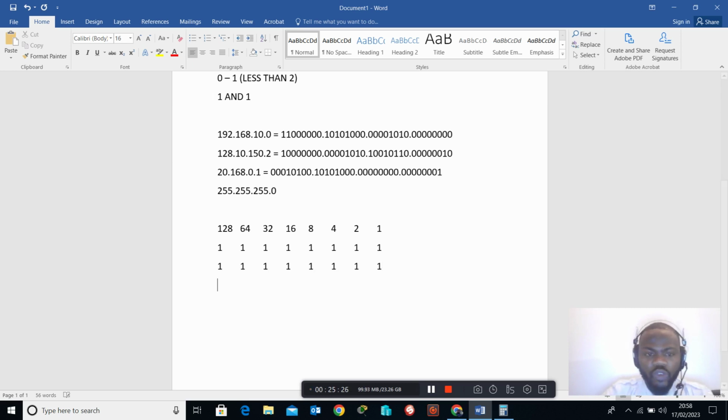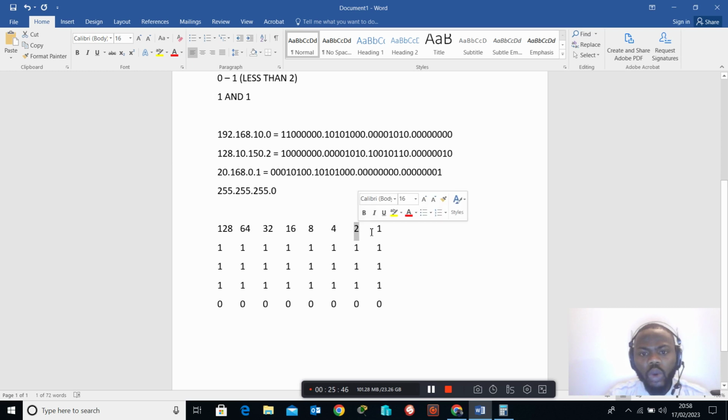And for the third, 255 is also 1 1. And the last one is 0, isn't it? So we have 0 0 0 0. How do I know? If you had 128 plus 64 plus 32 plus 16 plus 8 plus 4 plus 2 plus 1, that's going to give you 255. That's it. So if you add all this together, it equals 255, and that's why we have 1 under all of them. 1 under all of them.